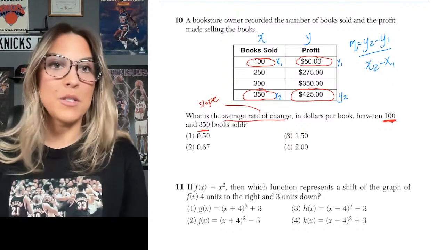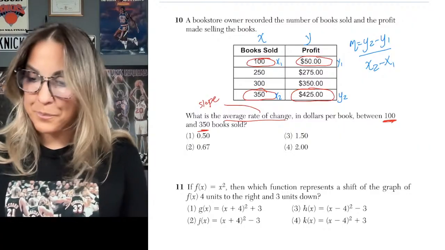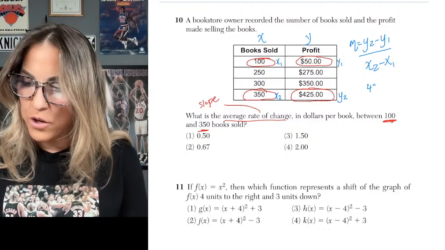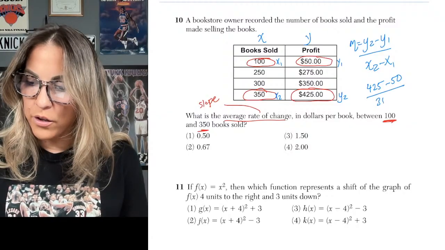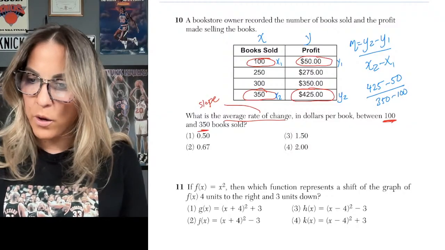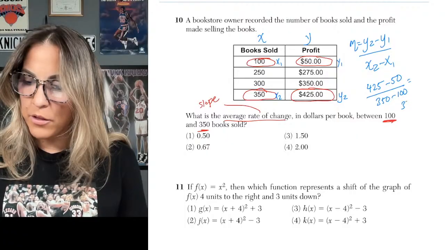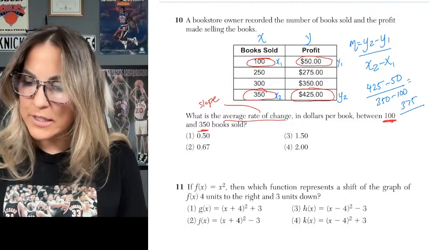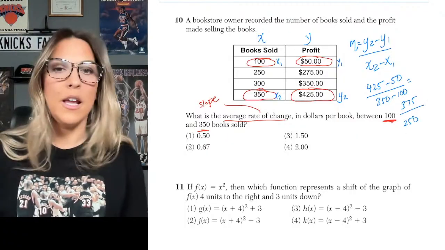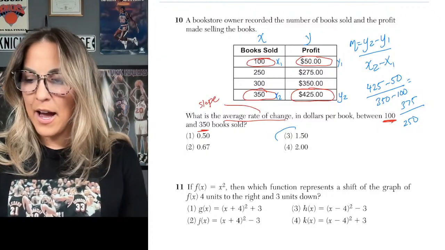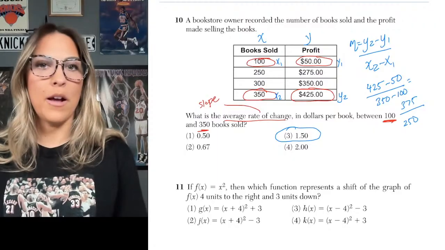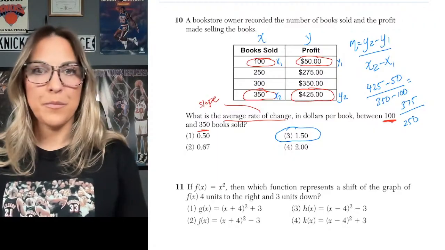And now I'm just going to substitute those values into this formula. So I'm doing 425 minus 50 over 350 minus 100. So that's going to give me 375. Sorry, my work is a little sloppy over here. Over 250. And if I divide 375 over 250, I'm going to get $1.50 per book as my average rate of change here.